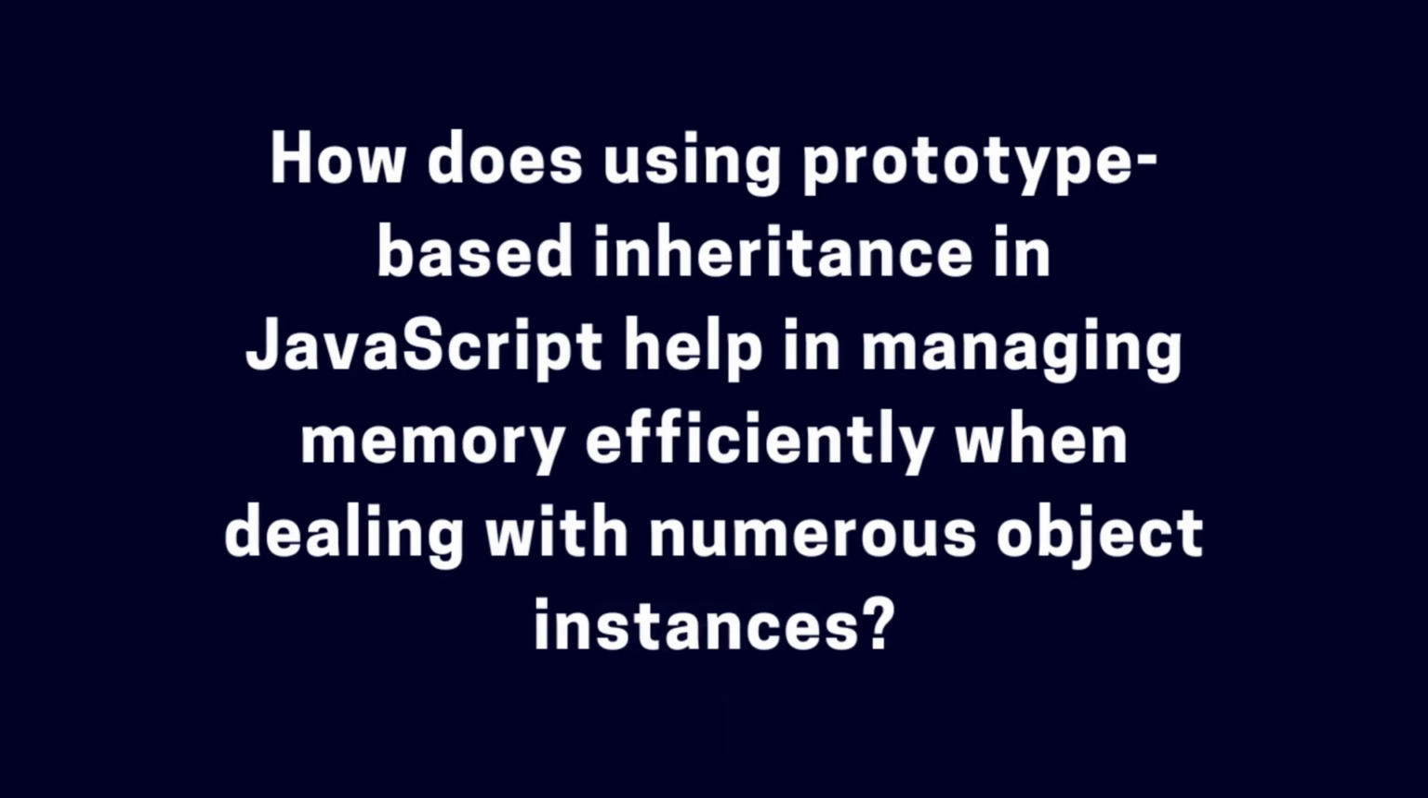Using prototype-based inheritance in JavaScript helps manage memory efficiently because methods defined on the prototype are shared among all instances of an object. Instead of each instance having its own copy of the method, there's only one copy stored in memory. This significantly reduces memory usage, especially when creating thousands of instances, as all instances refer to the same method on the prototype.